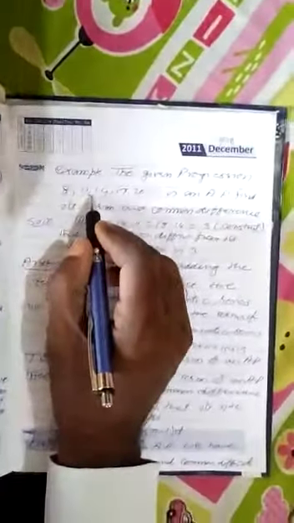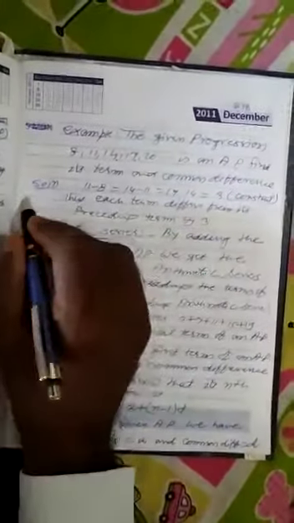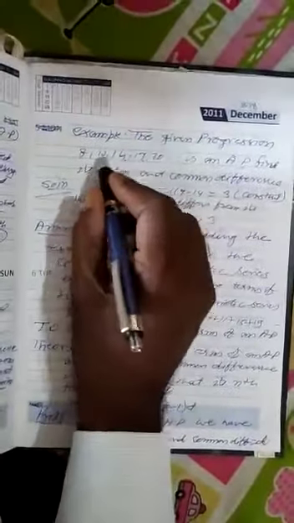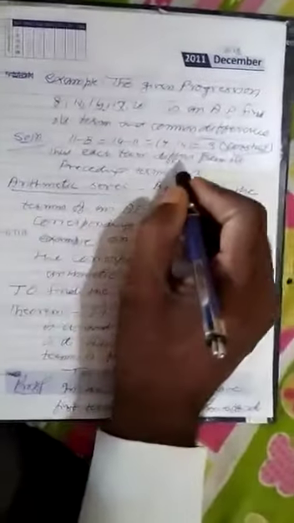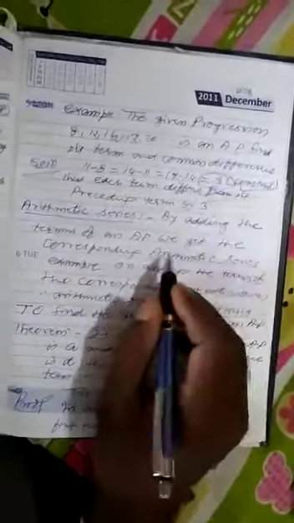Example: the given progression 8, 11, 14, 17, 20, is it an AP? Find the terms and common difference. Solution: 11 minus 8, 14 minus 11, 17 minus 14, 20 minus 17 are all 3. It is called a difference, which is a constant. Each term differs from its preceding term by it.